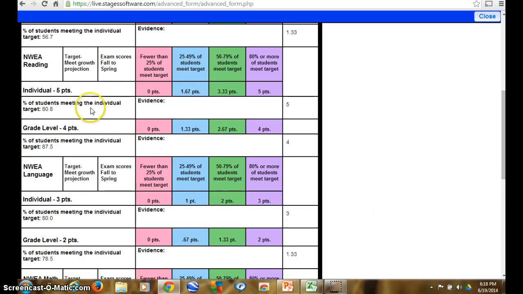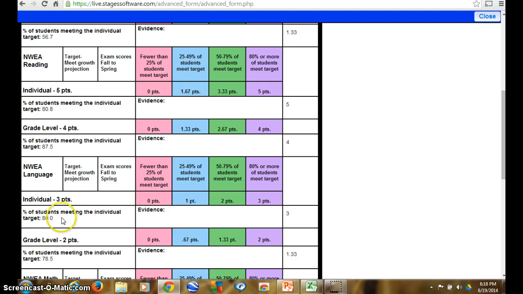Then we went to the reading, NWEA reading, and this is taken off the achievement and growth status end of the year report. And this particular teacher got 80.8%, and that would put them in the highly effective area, or 80%, so they got 5 points. The grade level got 87.5, kind of amazing growth target that the 3rd grade team generated. 4 points for that.